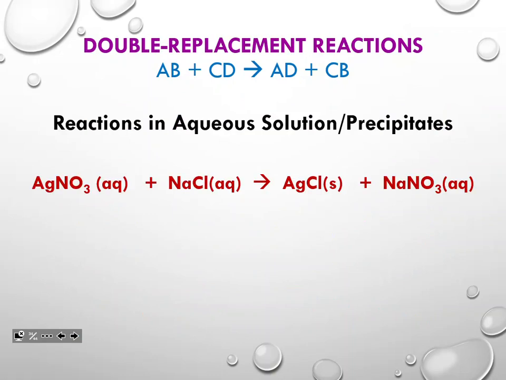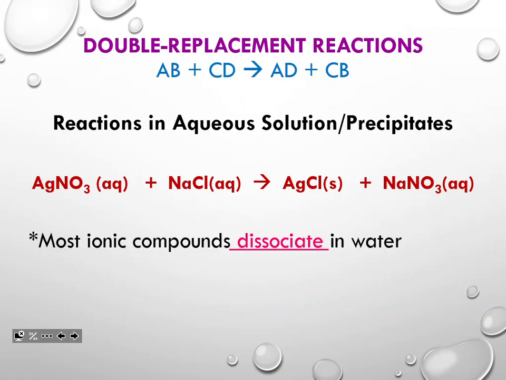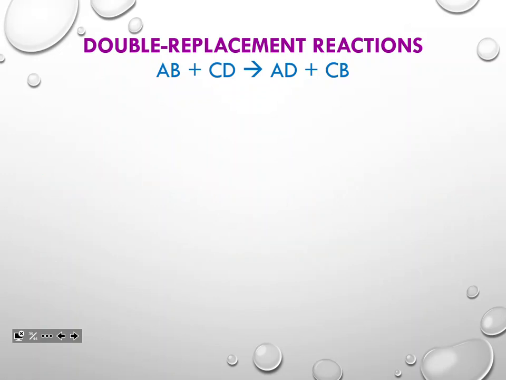Now, in aqueous solution, a couple of things here to note. Most ionic compounds will dissociate in water. They break apart into their ions, okay? And we're going to write them this way. In next class, we'll go over writing complete and net ionic equations. But today I want you to focus on being able to read the solubility rules and predict whether or not a precipitate will form.